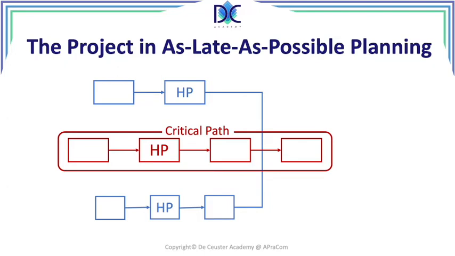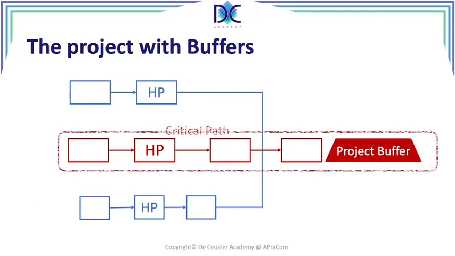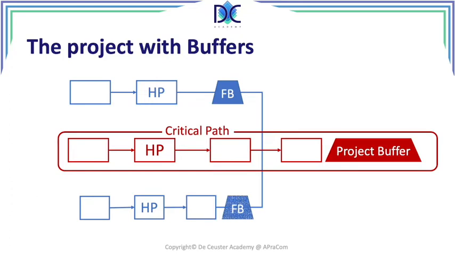And what we now have to do is to add the buffers to the project. So when we have the project with buffers, I didn't put the buffers here yet. The first thing we do, of course, Harry Potter will be working on the critical path, and we have a project buffer on the critical path. That's the main project buffer, and we also have the feeder buffer on the first critical path, the top non-critical path, and the bottom non-critical path. So here we have the different buffers.